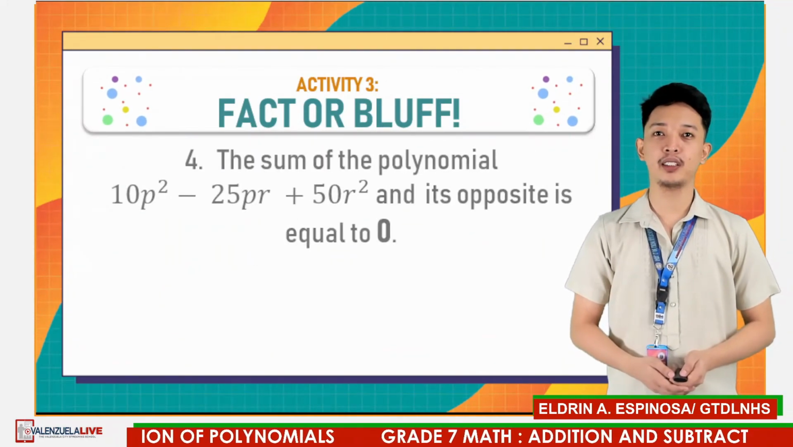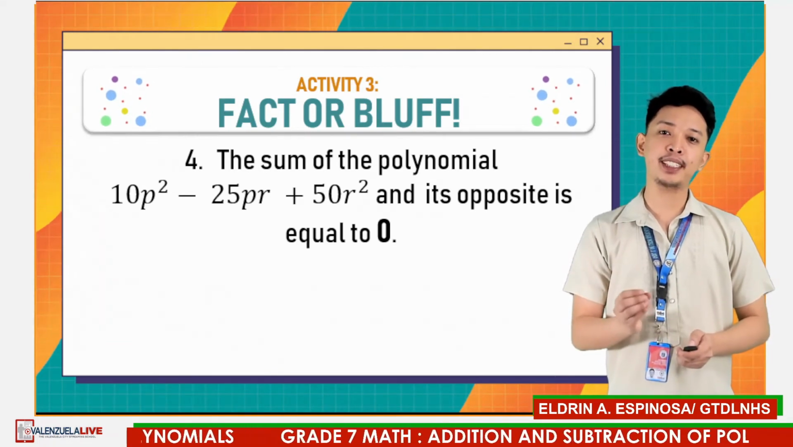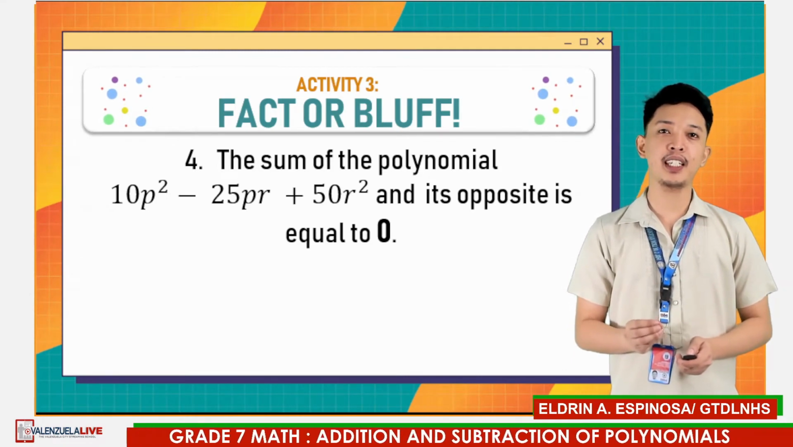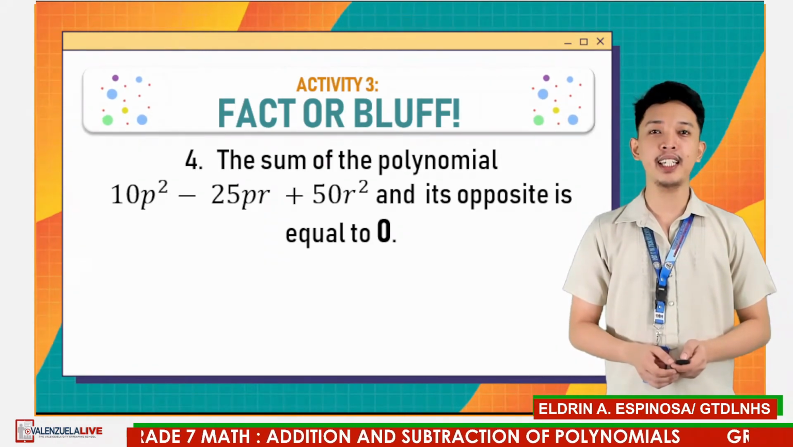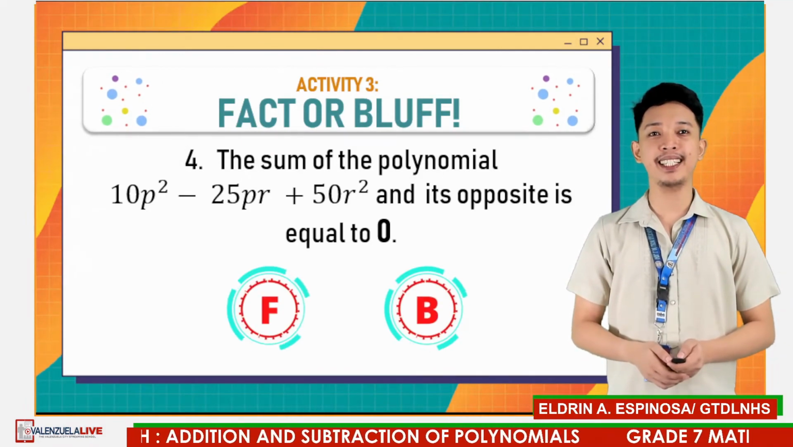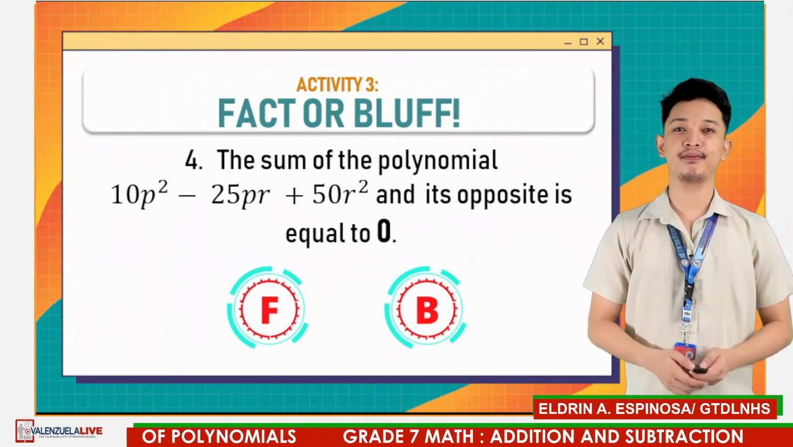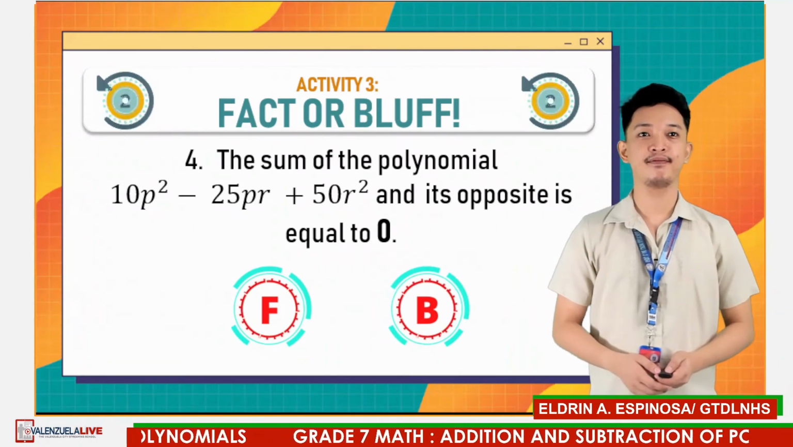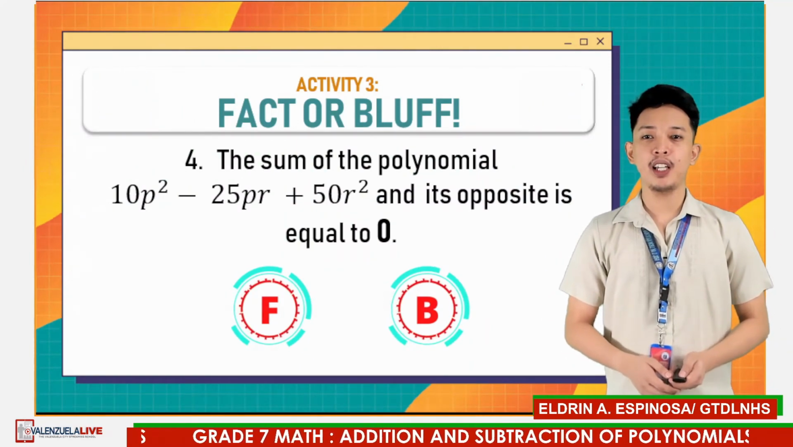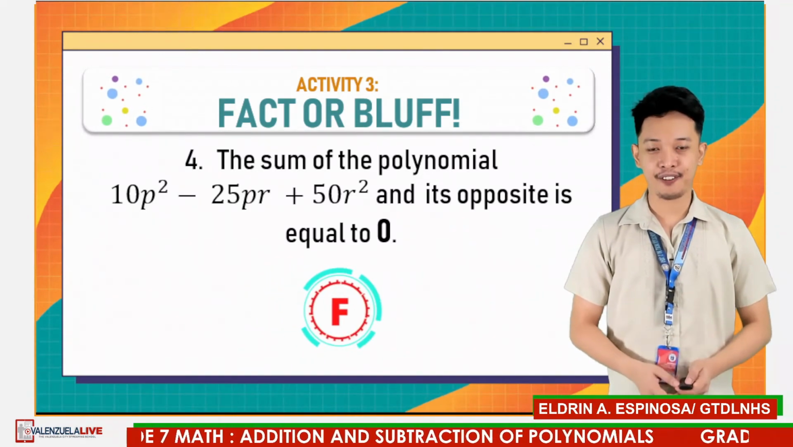Number 4. The sum of the polynomial 10p squared minus 25pr plus 50r squared and its opposite is equal to 0. Is it F or B? 5 seconds, go! Very good. The correct answer is letter F.